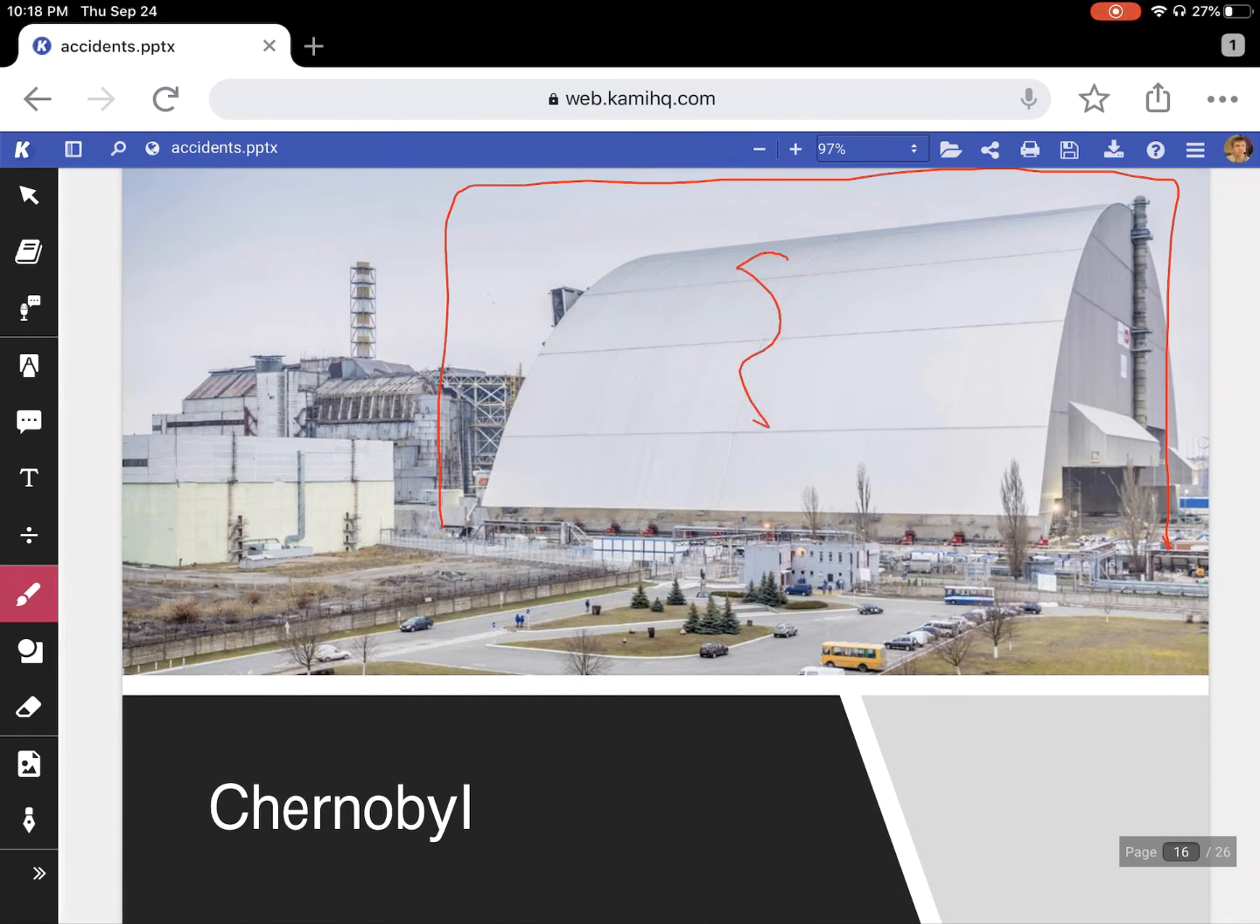the old containment structure that is now over the original containment structure. And if that doesn't just make you shake your head, I don't know what does.